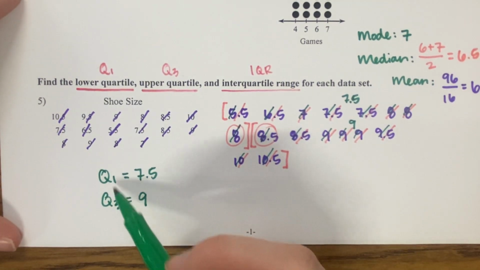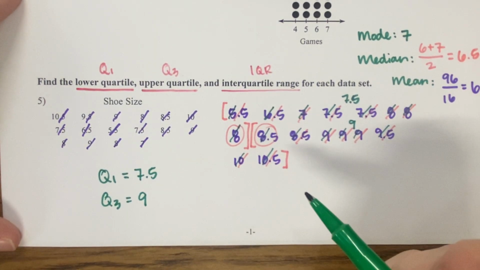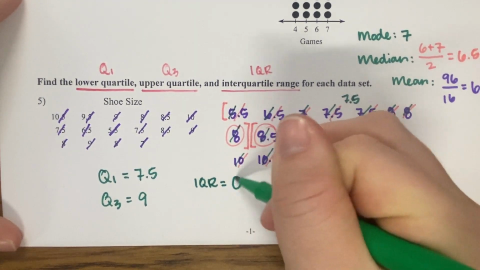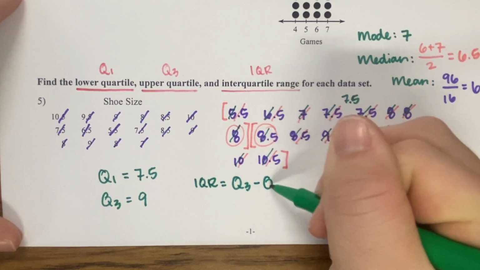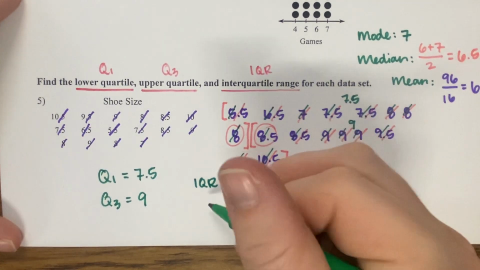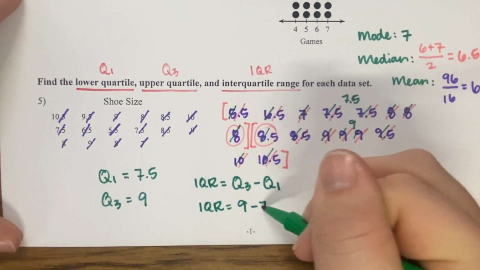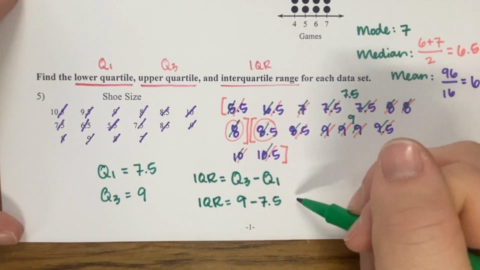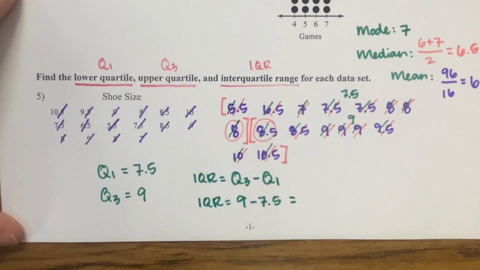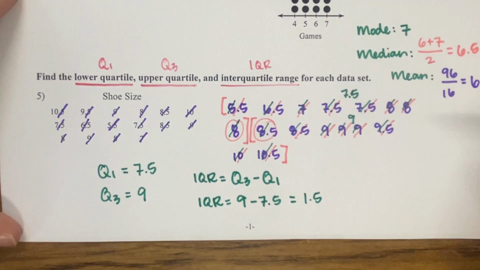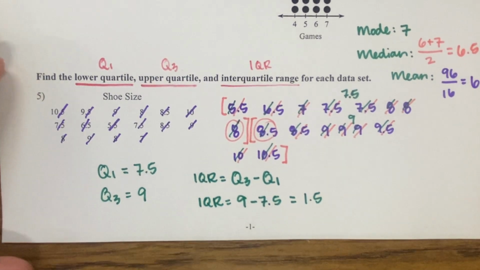Okay, so we found our lower and upper quartile. Now we just need to find our IQR. Remember, the IQR is always Q3 minus Q1. So in this case, our IQR is 9 minus 7.5, which is going to give me 1.5. Beautiful. And there we go.